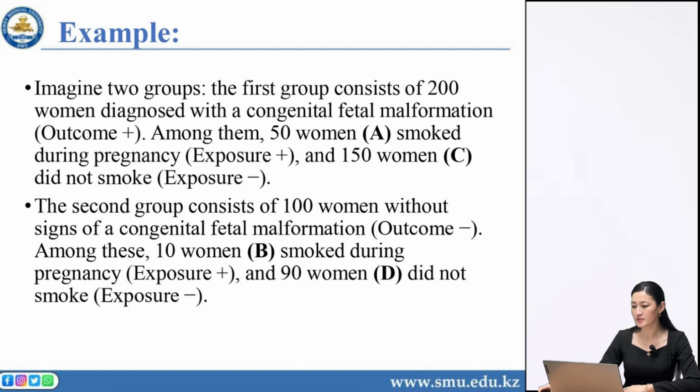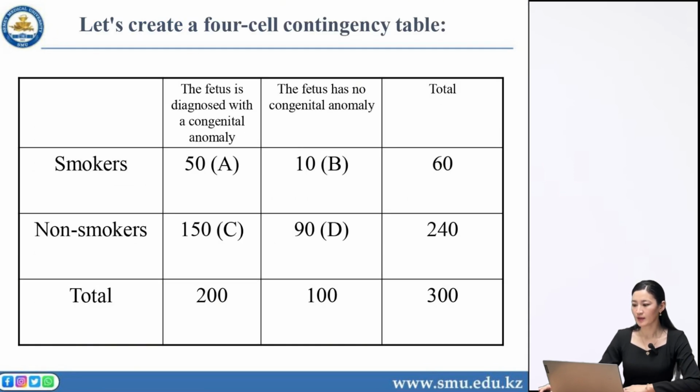The second group consists of 100 women without signs of congenital fetal malformation. Among these, 10 women smoked during pregnancy and 90 women didn't smoke during pregnancy. For solving this task, we will create a table like this.